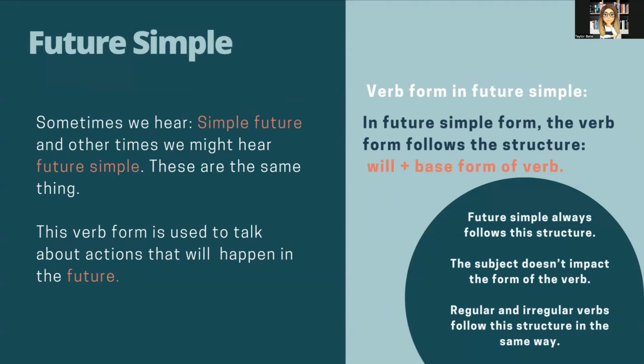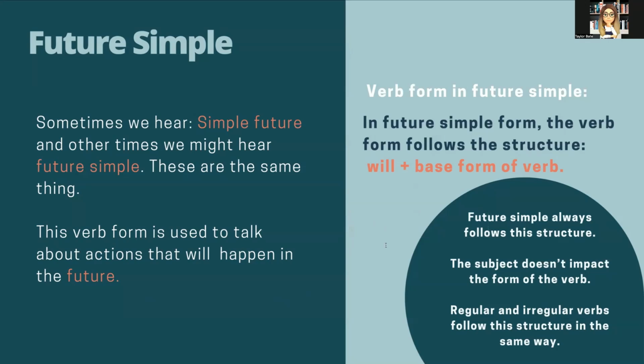In future simple form, the verb form will be like this. We have what we call an auxiliary verb, which is a really fancy word for helping verb. So I can write that down here if you'd like. Will is an example of an auxiliary verb, which is a helping verb.